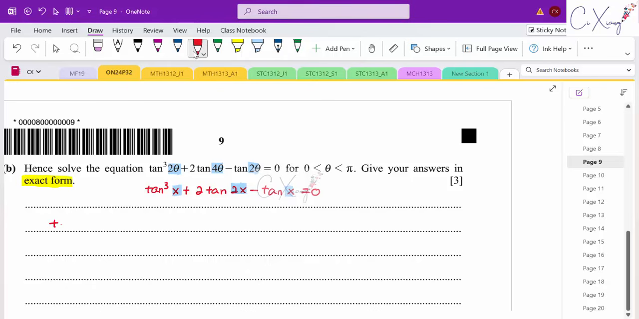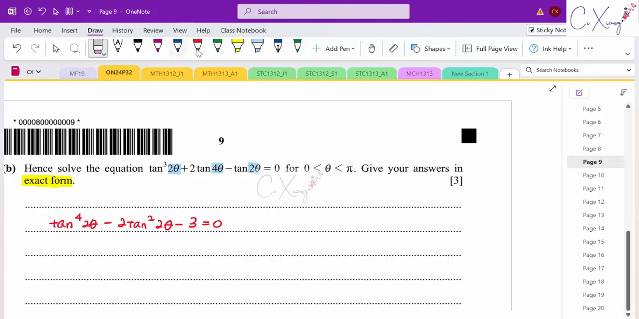So my original answer in part A, we are having tangent power 4 x minus 2 tangent square x, then minus 3 equals to 0. So in this question, since they have replaced the x by 2 theta, we also replace our x with 2 theta. We can directly apply the equation that we successfully proved in the first part, but just that we need to change the x to become 2 theta.